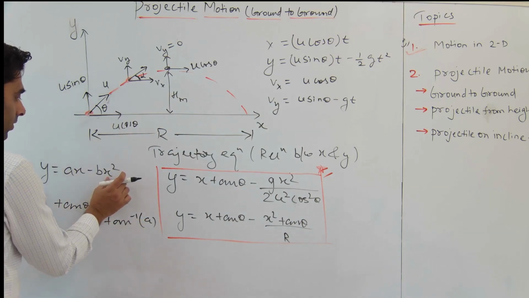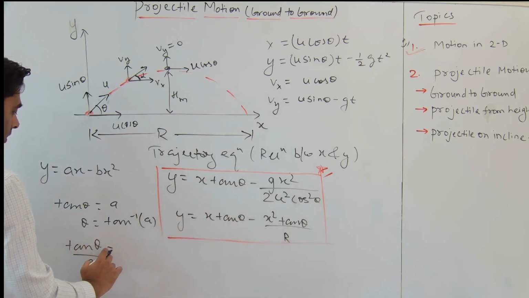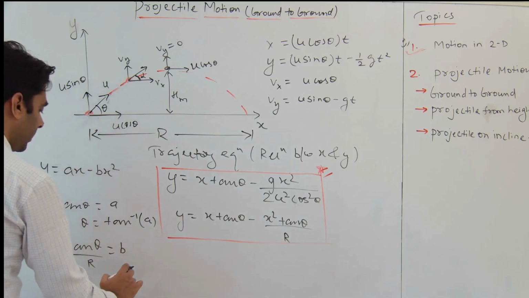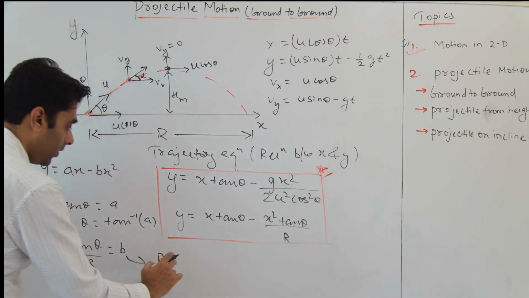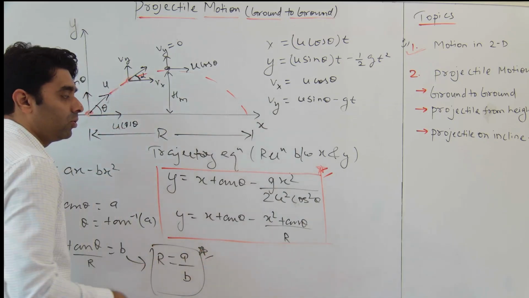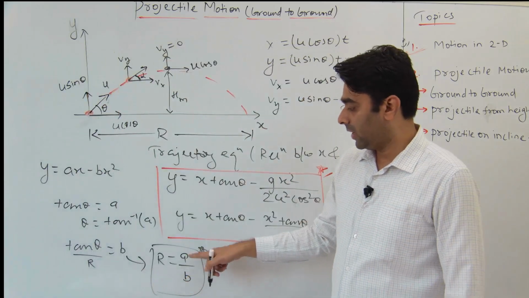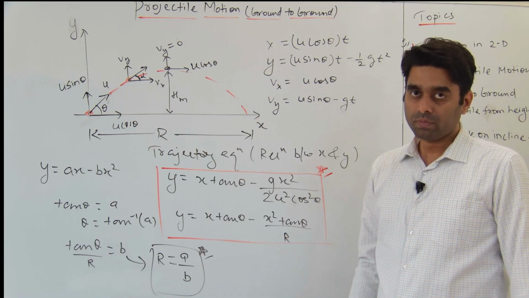Next, over here the coefficient of x square is b. So what do we get? Tan theta by R is equal to b. Therefore what can we write? From this, range will be tan theta by b, and tan theta is a. So range is equal to a by b. You can keep this also in mind: if a quadratic is given to you, directly the range can be written as a by b. a is the coefficient of x and b is the coefficient of x square, right?